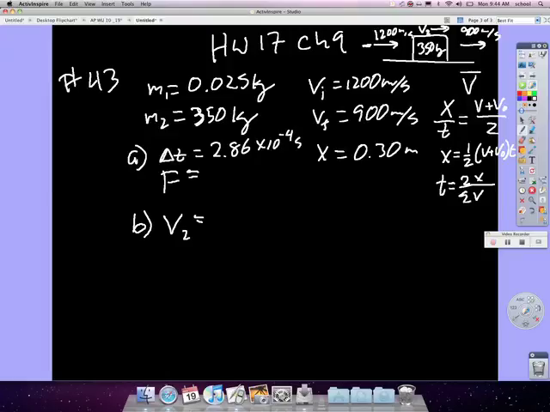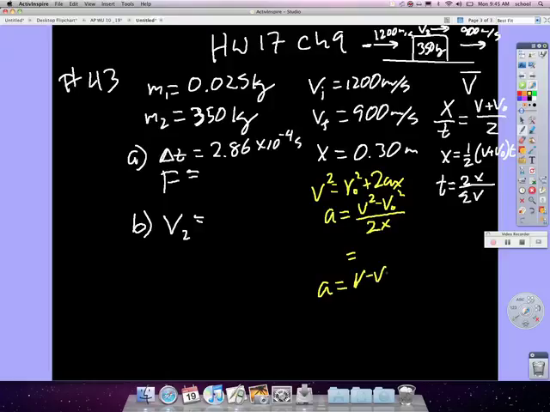So if I do this the way that uses your formula sheet, I say V squared equals V0 squared plus 2AX. Now I can find A. A is V squared minus V0 squared all over 2X. Once I find A, then I can go, aha, the definition of acceleration is V minus V0 over T. So T will equal delta V over A. So go ahead and work that.